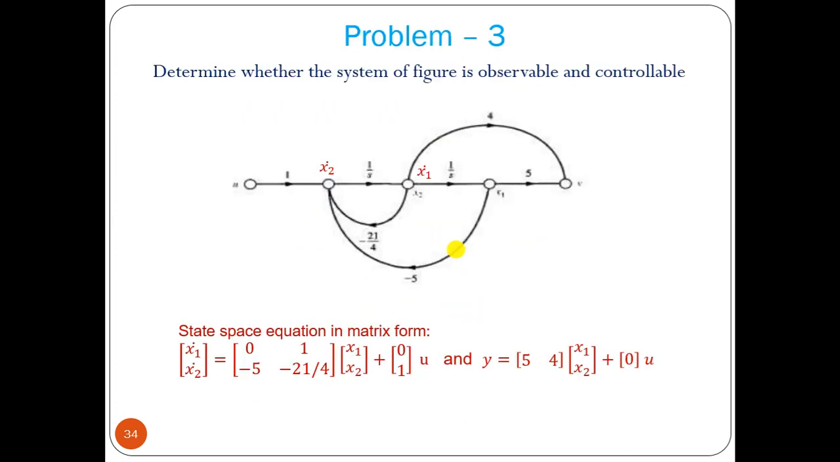Okay, that is the last problem on this topic. Similarly, we have a given signal flow graph. We have to find out whether it is observable or controllable. That means we have to solve for both.